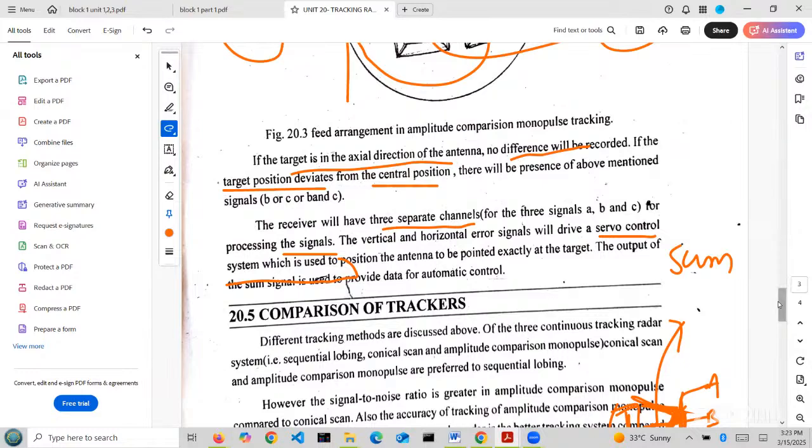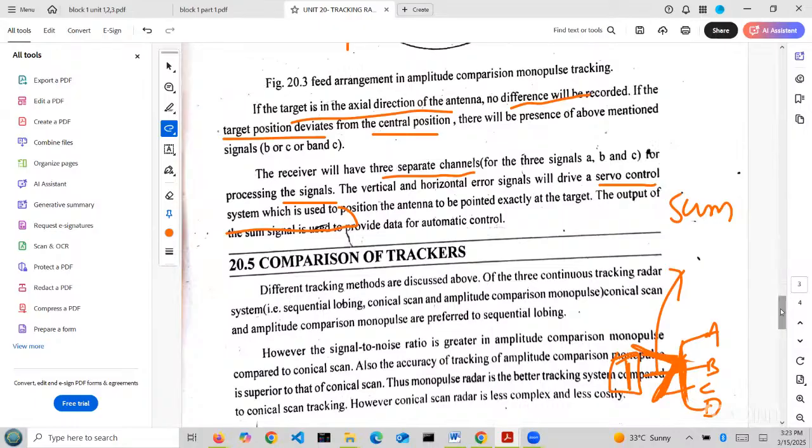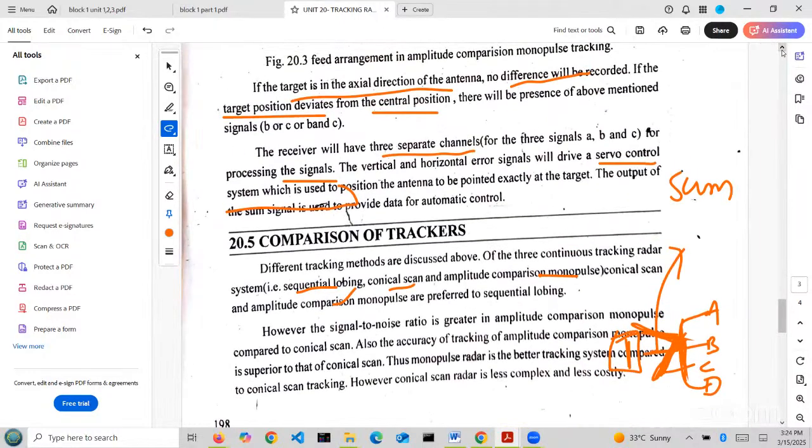These points are mentioned in topic 20.5. Here what is written? A small paragraph can easily be expanded for 5 marks by writing two paragraphs. What is there in these two paragraphs? Which is better? See here, sequential lobing is one, conical scan another, and the other is monopulse. Out of these three, conical scan and amplitude comparison monopulse is the better one. You have to write that in the first paragraph. Next, in the second paragraph, why it is better? It is better because it reduces noise, echo signals, and the disturbance problem is solved, compared with the first two. That is mentioned in the second paragraph.